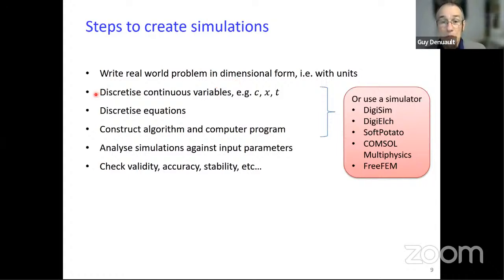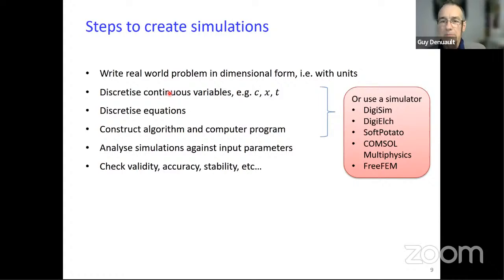Then, because we're going to work with computers, you want to discretize all the variables. And when you've discretized the variables, you want to discretize the equations that go along with that. Following this, you then need to pick an algorithm, which will be a numerical technique. We're going to cover two: finite difference and finite element. You want to construct an algorithm that will solve the concentration profile, so how the concentration changes with space and time. You then analyze your simulation, and check whether it's accurate, stable, and whether it's converging as you want, etc.